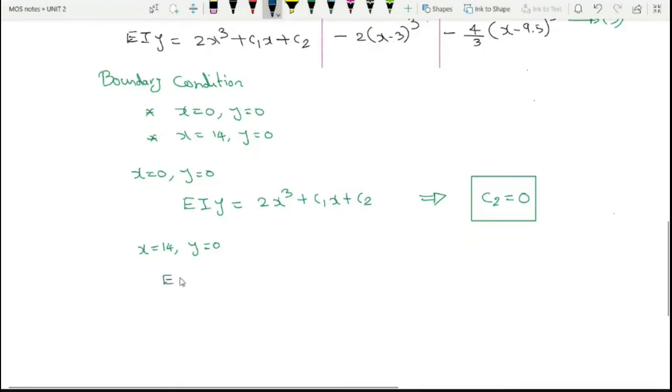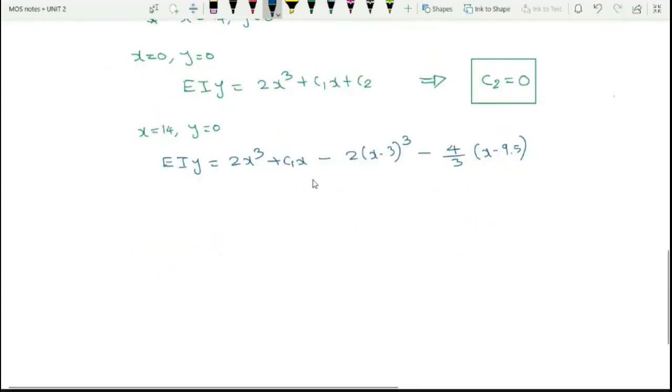So my equation is EIY is equal to 2x cube plus C1x. I am omitting C2 because C2 is 0. Minus 2 into x minus 3 the whole cube minus 4 by 3 x minus 9.5. This is my entire equation, right? So C2, since it is 0, I neglected. So this is my value.